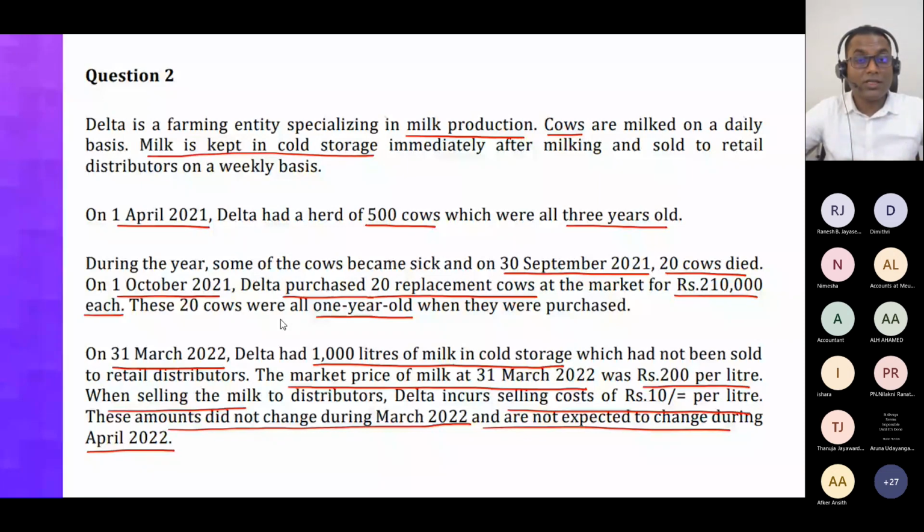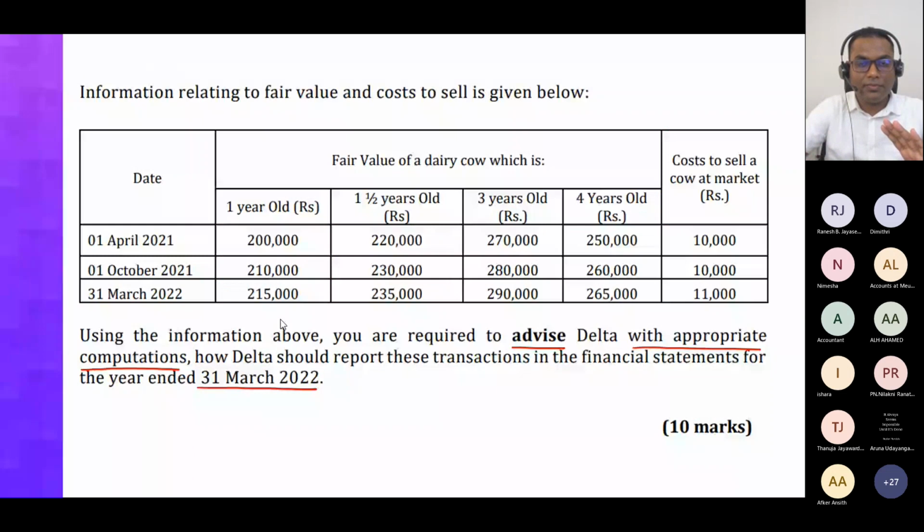In the statement of profit or loss, you would have fair value gains and losses of the initial measurement and the subsequent measurement. In addition to that, in this question there's an additional complication because 20 cows died. When the cows die, the carrying value of these 20 cows you need to charge to the profit and loss statement. That is what we need to do in this question. Now let's look at the answer. Carefully look at this answer.